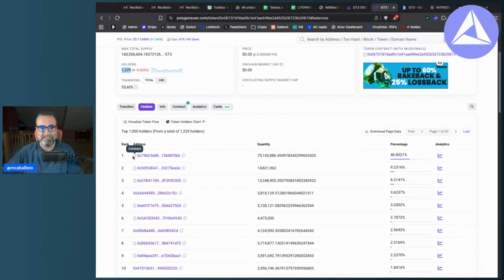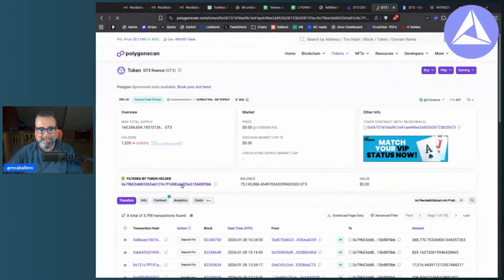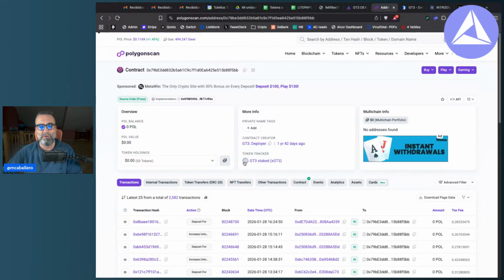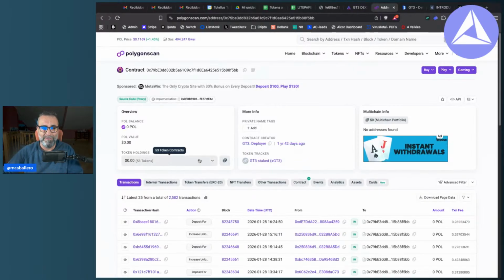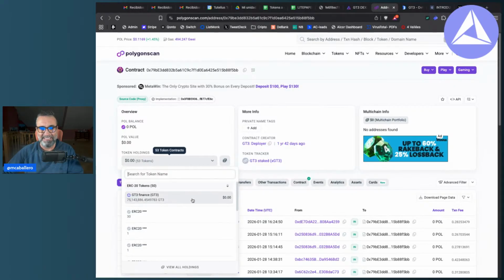As you can see here, this is not an address, this is a contract. And if I click again in the contract, I will see this is the contract of GT3 staking. You can see here the GT3 staking is the amount of tokens which is locked in the way of XGT3, right? So if I click here, I will see that 75 million of the GT3 is locked today in the way of XGT3. So half of the total amount of GT3 that exists, which is 150 million tokens, is locked.